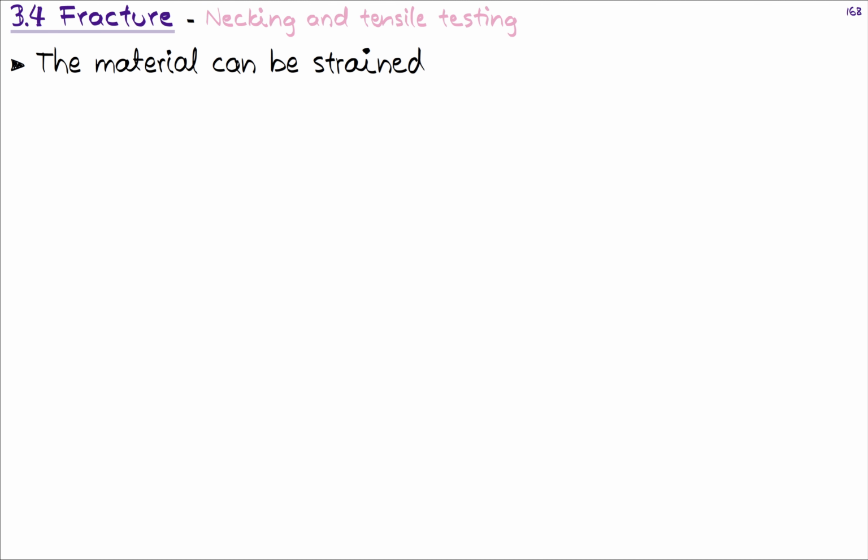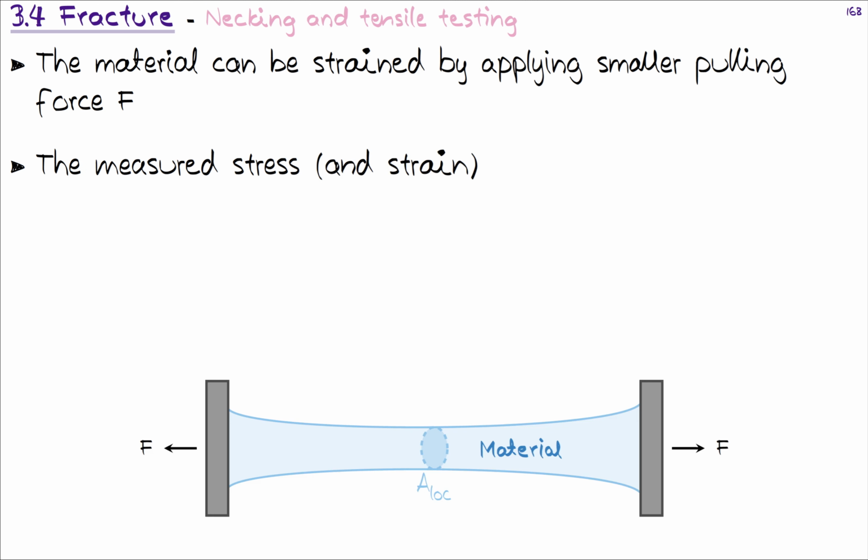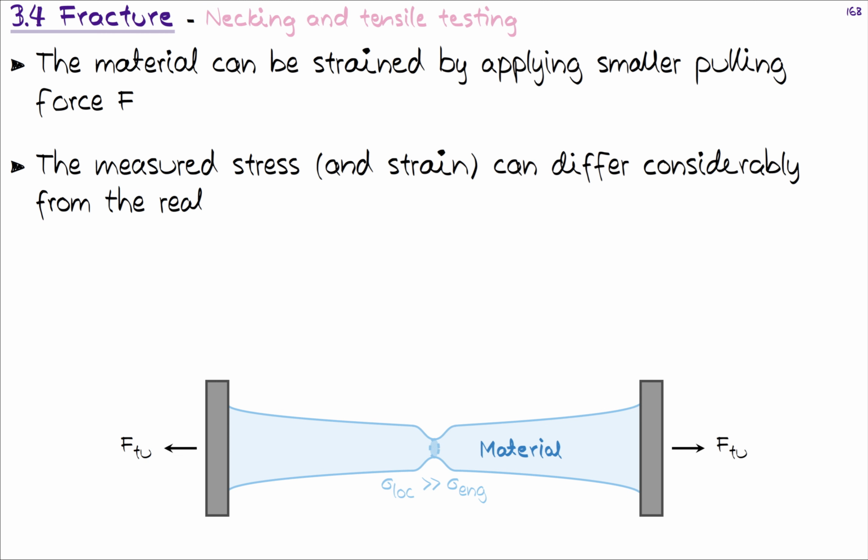So material can be strained, and then we apply a smaller pulling force F, and we are still straining the material because the local stress is actually being increased. And then the measured stress and the strain can, in fact, in this case, differ quite dramatically from the real or local stress and strain.